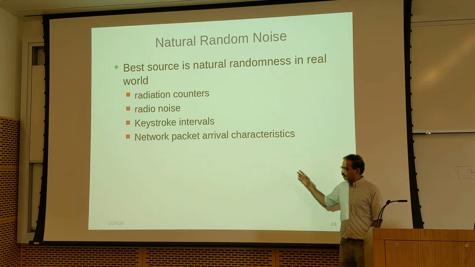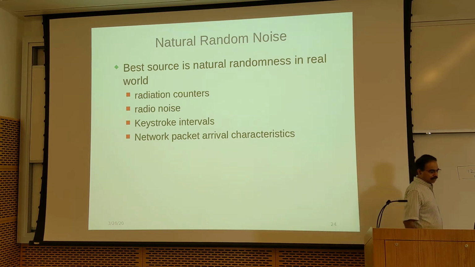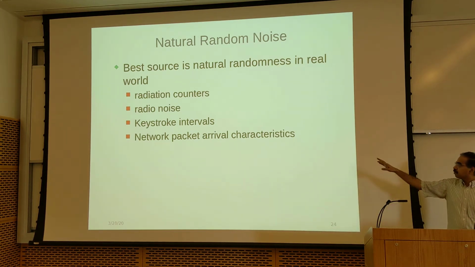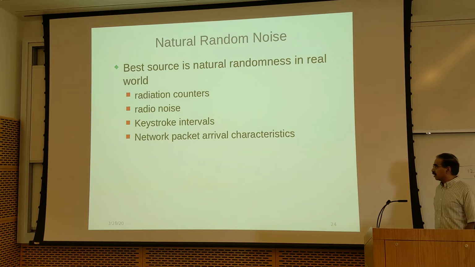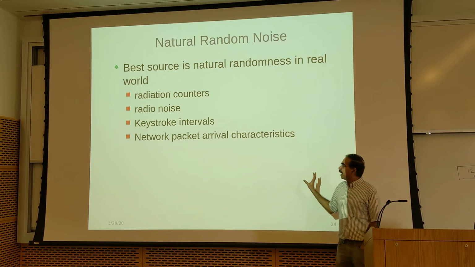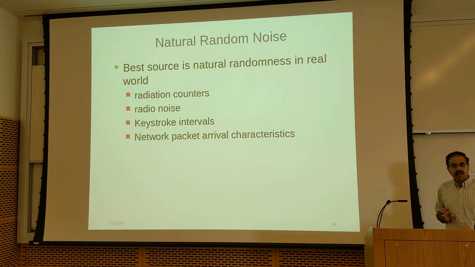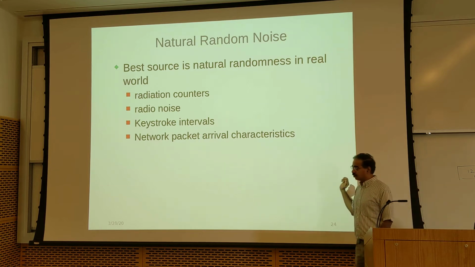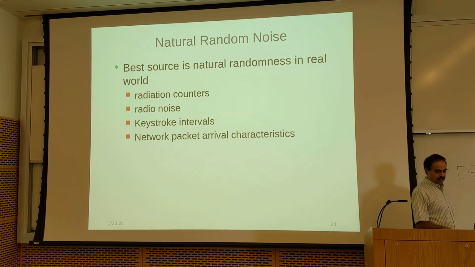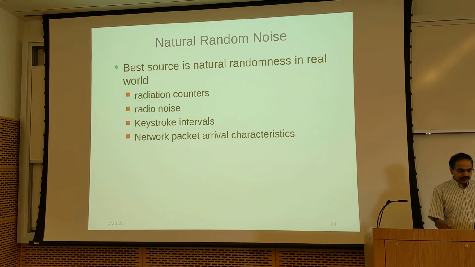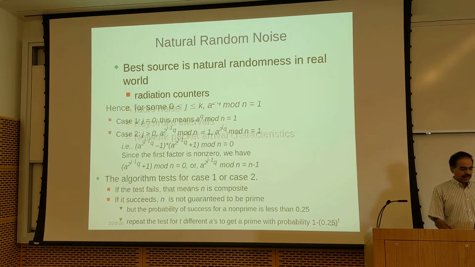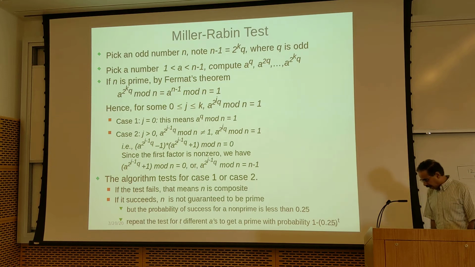And most of today's operating systems have mechanisms that monitor these sources of randomness and use that to build what is called an entropy pool, from which it can generate true random numbers, which can then be used for key generation and so on. Okay, but these are sources of randomness, so that doesn't really help.